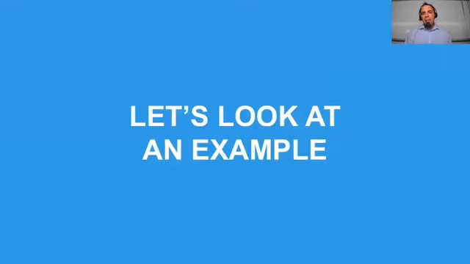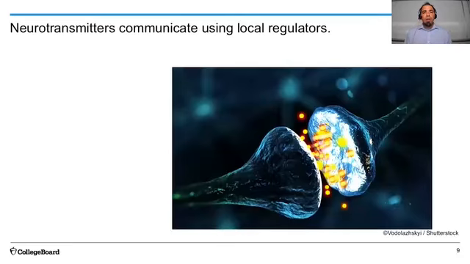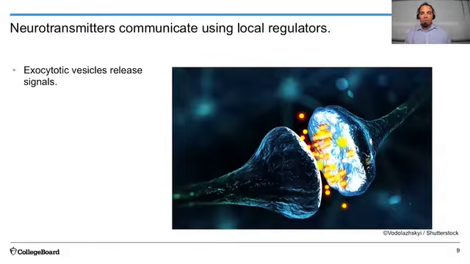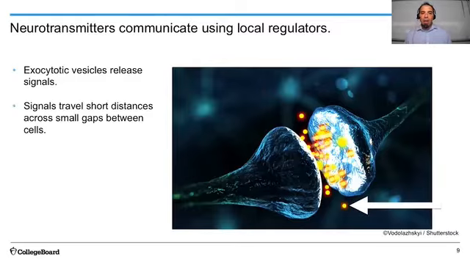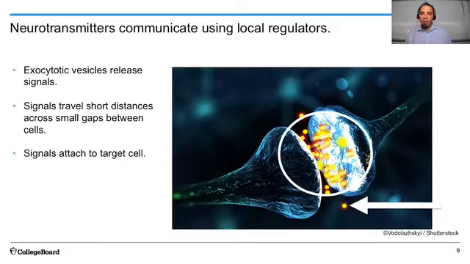So let's look at another example. Neurotransmitters communicate using local regulators. Exocytotic vesicles release signals. There's one of these signaling molecules, which is a neurotransmitter in this case. The signal will travel a short distance, that space between the two neurons, and go across that gap between the cells. And once it attaches to the target cell, it's going to cause a response. There again, where that circle is, you can see the movement of those signals back and forth.